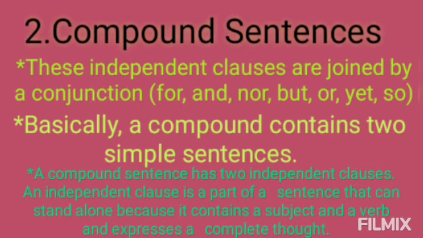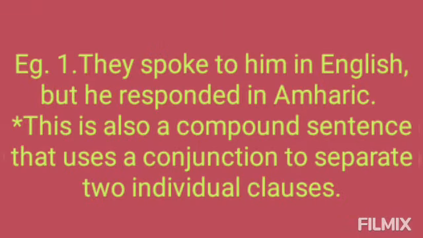Very good. Number 2. Compound sentence. Compound sentences are sentences which contain two independent clauses. These independent clauses are joined by a conjunction: for, and, nor, but, or, yet, so. Basically, a compound contains two simple sentences. A compound sentence has two independent clauses, as I told you before.